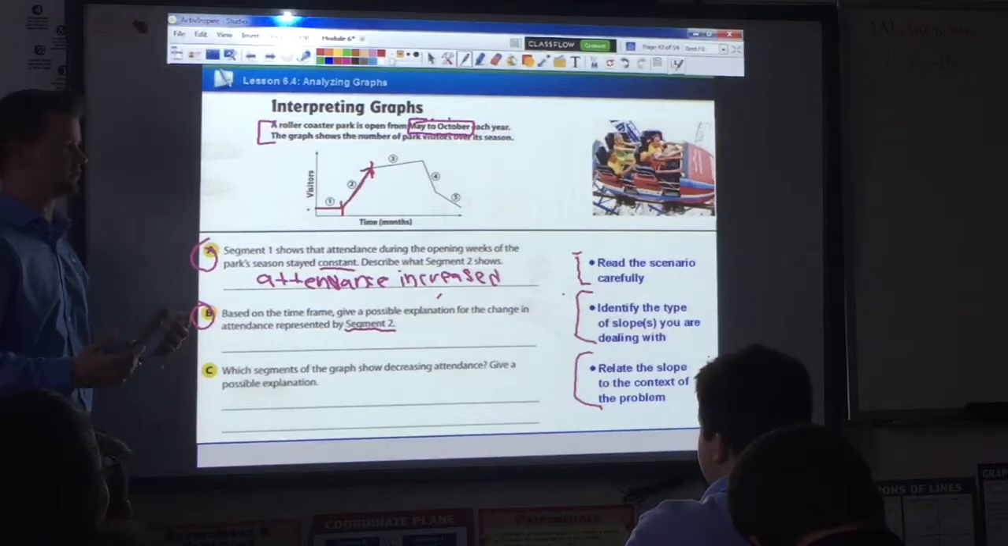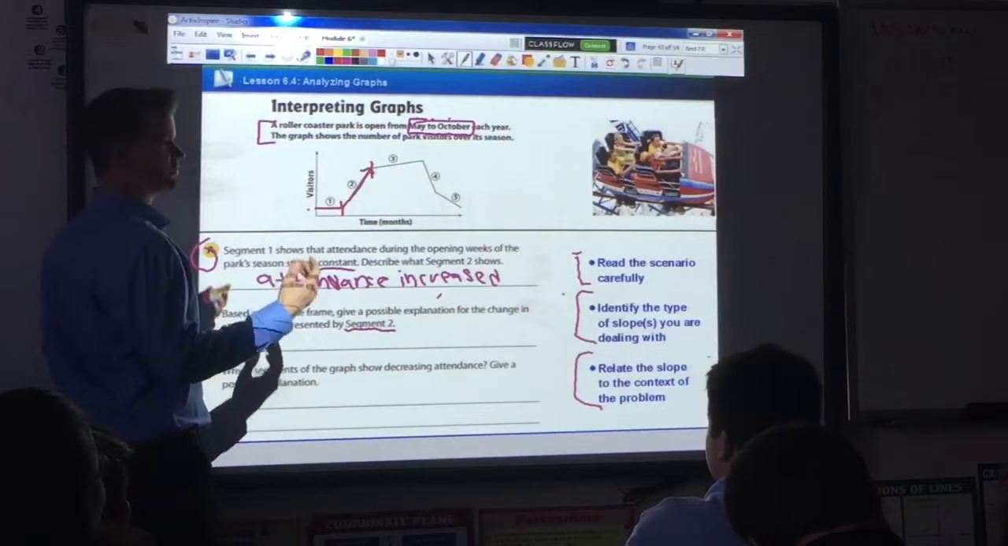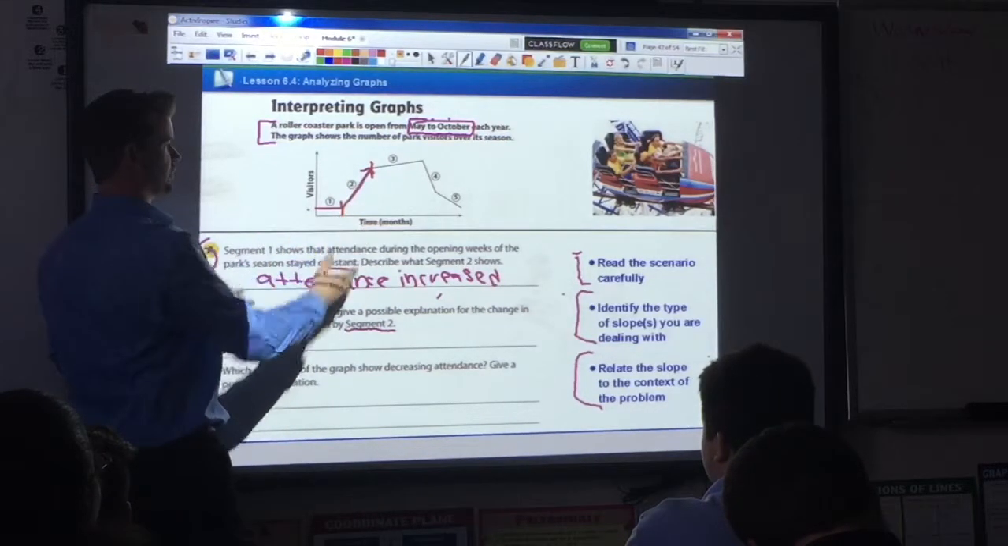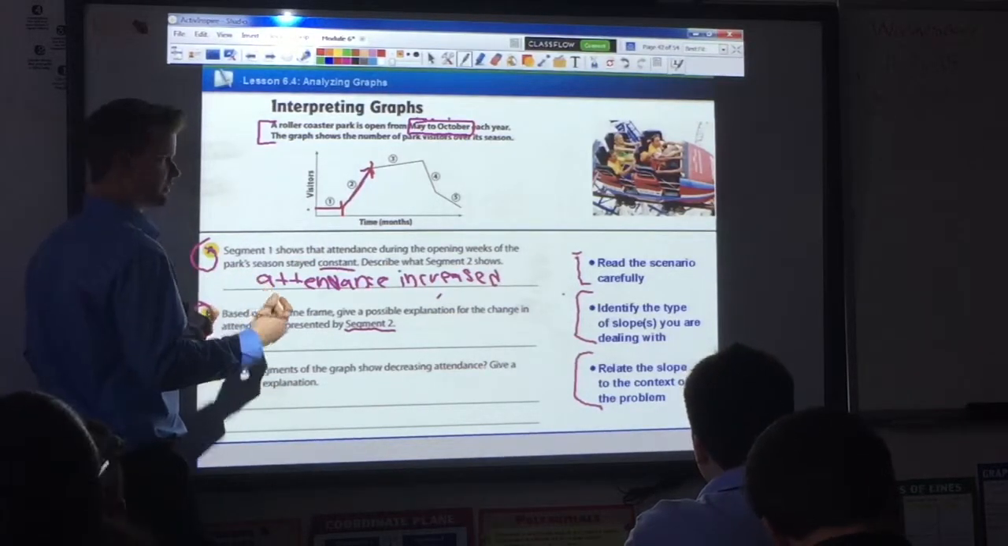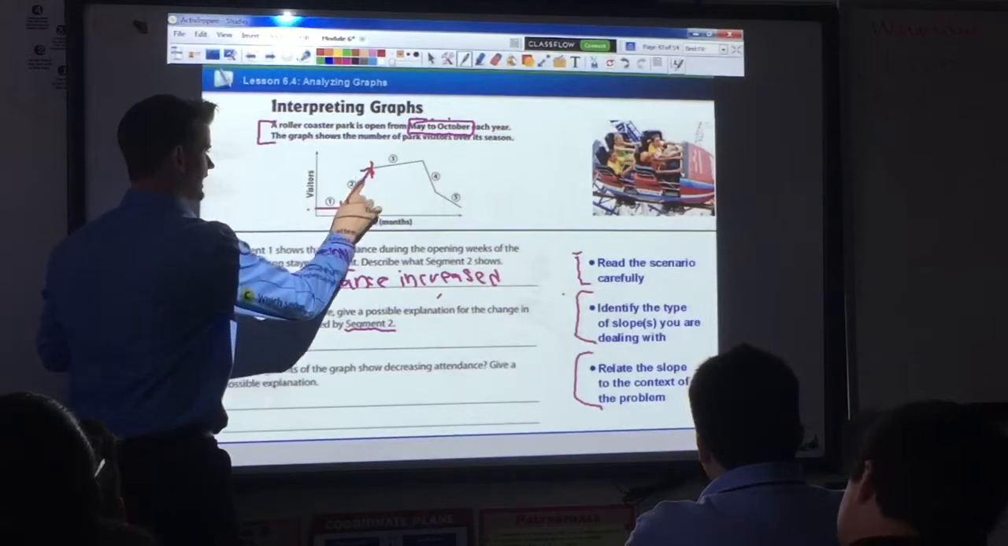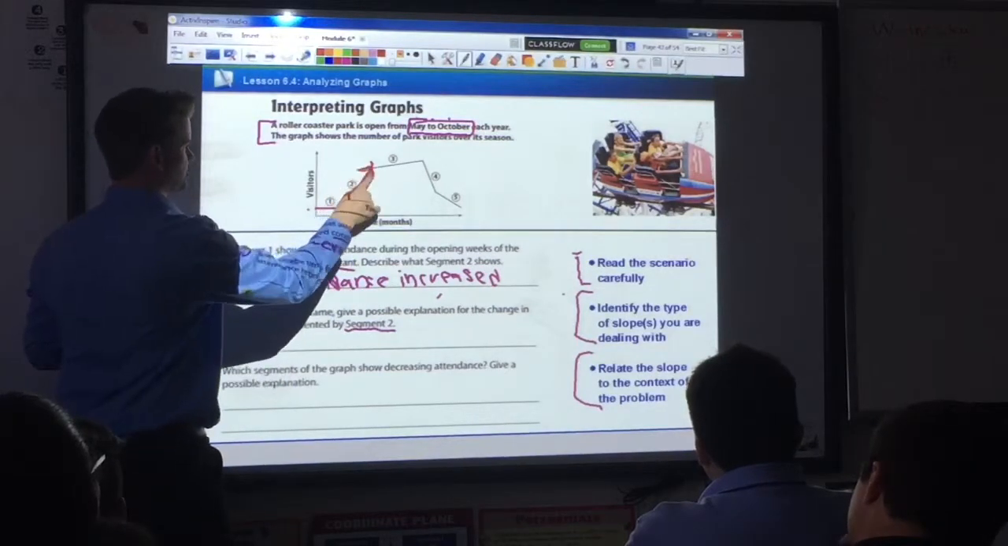Of course, kids are out of school, so when kids are out of school, what happens? They want to go have fun. So, a roller coaster park sounds like a good place to me to go and have some fun. So the kids get in their cars, they beg their parents, they go to the roller coaster park, and that causes my attendance to increase.